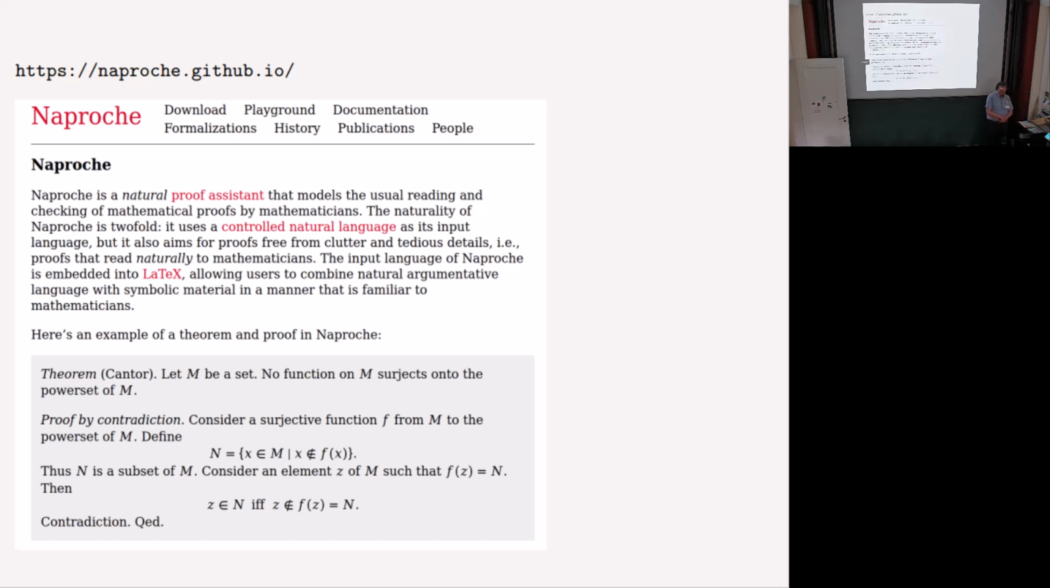So here's a link to the project. Naproche.github.io is the general web page there, and you can open it, and we can already see on the first page just a snippet of text, namely Cantor's theorem that the power set is bigger than the set originally. We saw this argument already, and this is how it should print out. It should print out in a way which you might find in a textbook.